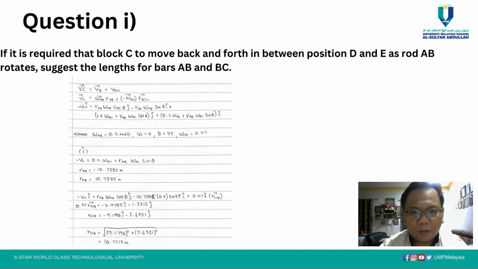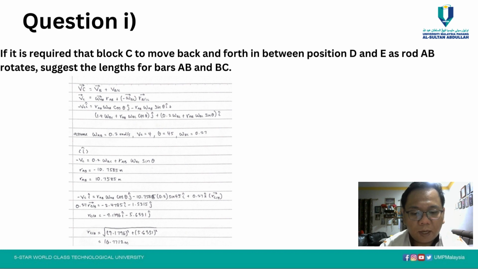The first question is: if it is required that block C moves back and forth between position D and E as rod AB rotates, suggest the lengths for bars AB and BC. For the solution, VC equals VB plus VB with respect to C. VC equals omega AB times RAB plus negative omega BC times R B with respect to IC.